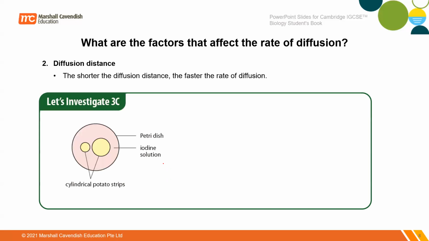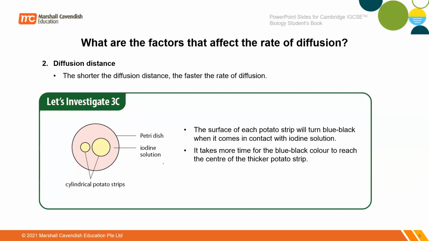The second factor is the diffusion distance, and it makes sense. The shorter the diffusion distance, the faster the rate of diffusion. If we have less diffusion distance, this means the molecules will move faster or will diffuse faster.